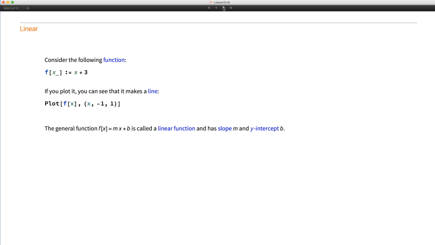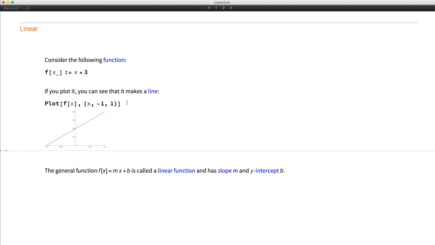Perhaps the simplest kind of function is a linear function. For example, here is a function f of x equals x plus 3. If you plot it, you get a straight line. So that's a linear function. In general, the function f of x equals mx plus b is called a linear function, where m is the slope and b is the y-intercept. So linear functions are rather simple. Their graphs are straight lines, and they have a slope and a y-intercept, and that's about all.